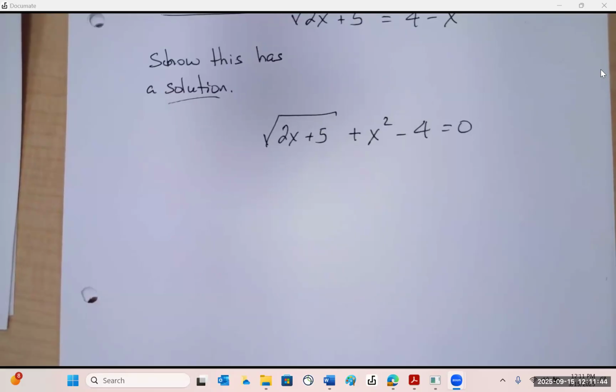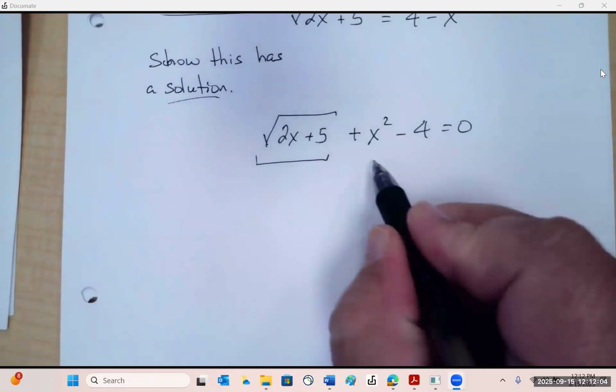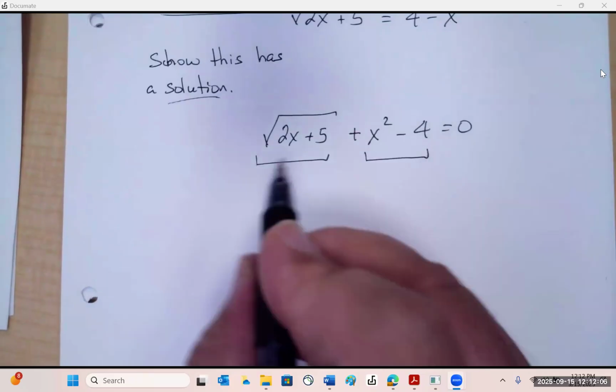Then what do you do? Remember, use some of the theorems that we've had so far. You combine like terms. Well, we could say we have two separate equations here.